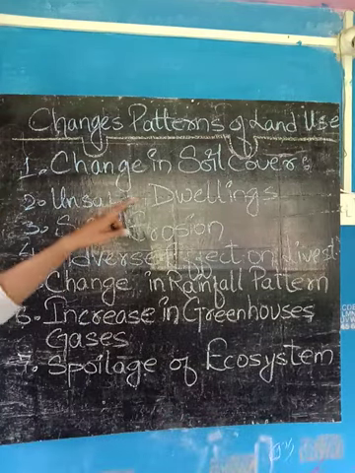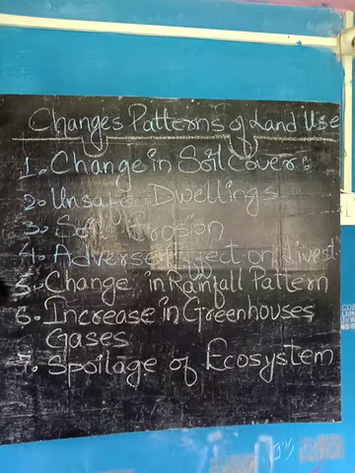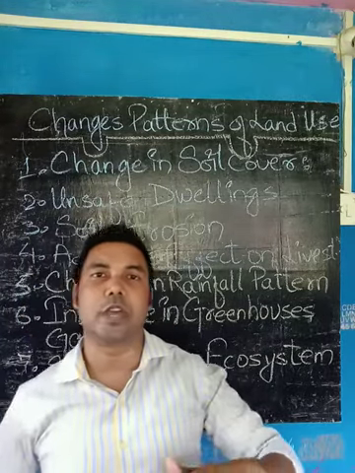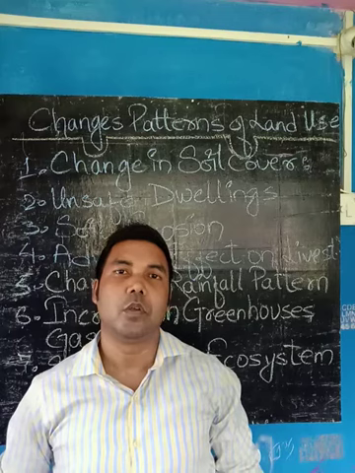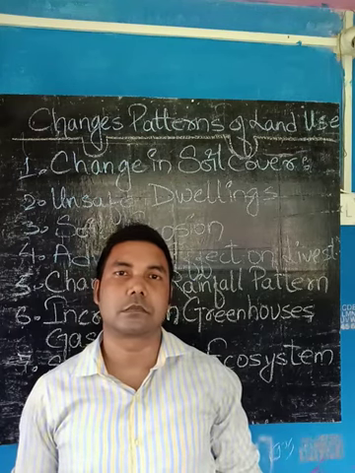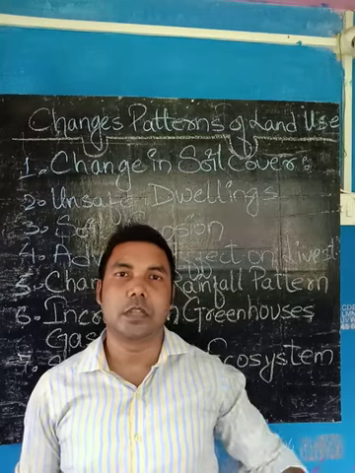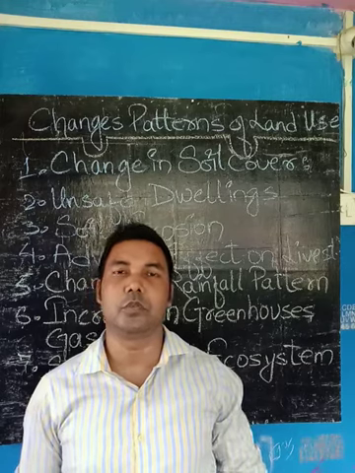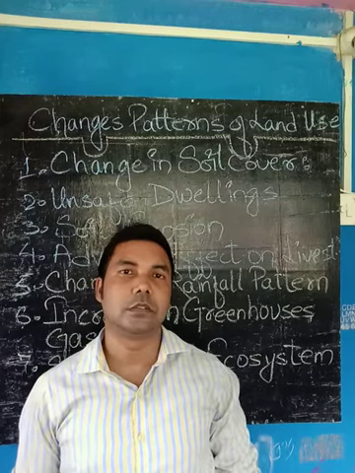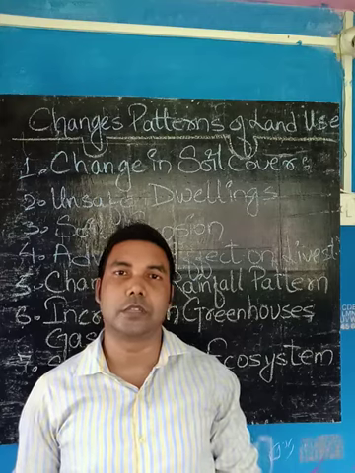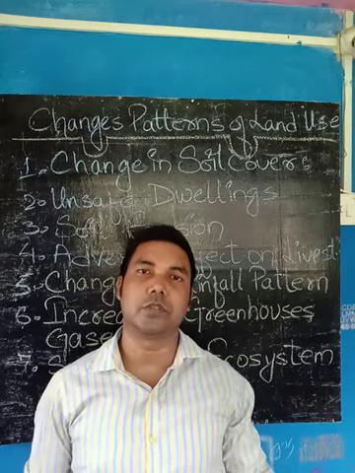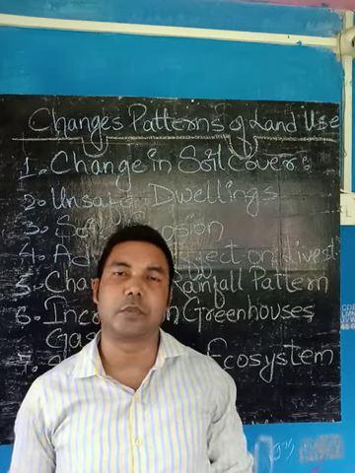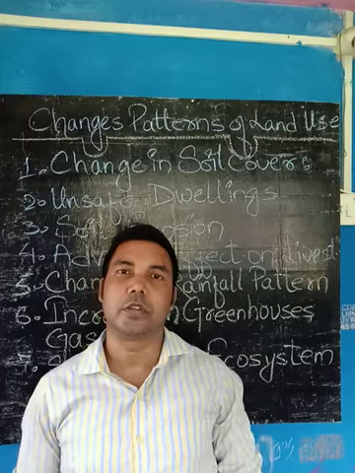Point number one says change in soil cover. The natural soil which we have on the top, when the forest is cleared for settlement, it is changed. You can't see the natural soil, the crust of the earth. The same land which was earlier the forest, you could not get after the clearing of the forest because of human activities.